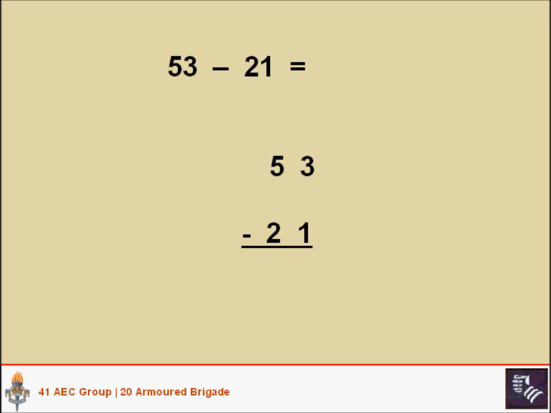To subtract, we set our sum out like this, a method you probably learnt before. 53 minus 21 equals 32. Make sure the columns are lined up and that you use the minus sign this time. Subtract the bottom figure from the top. So 3 minus 1 is 2. Write the answer in the first column. 5 minus 2 is 3. So you write your answer in the next column. The answer is 32.